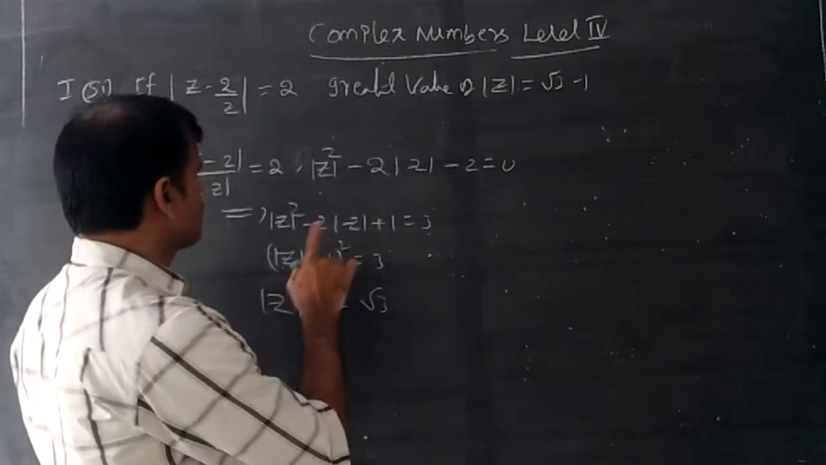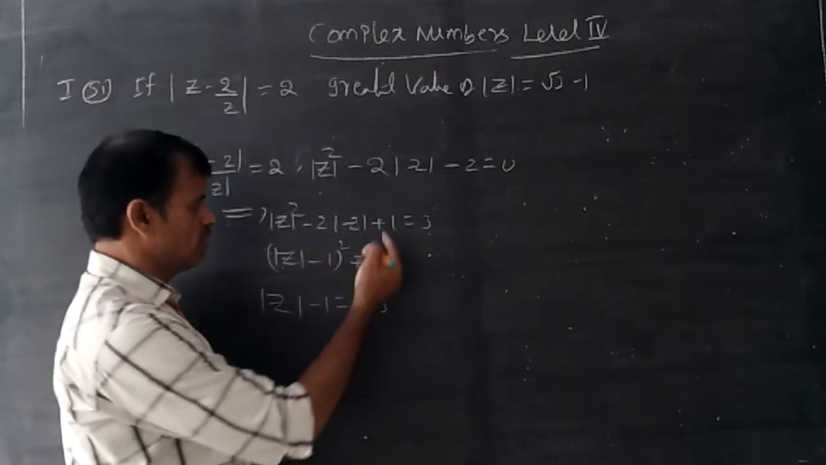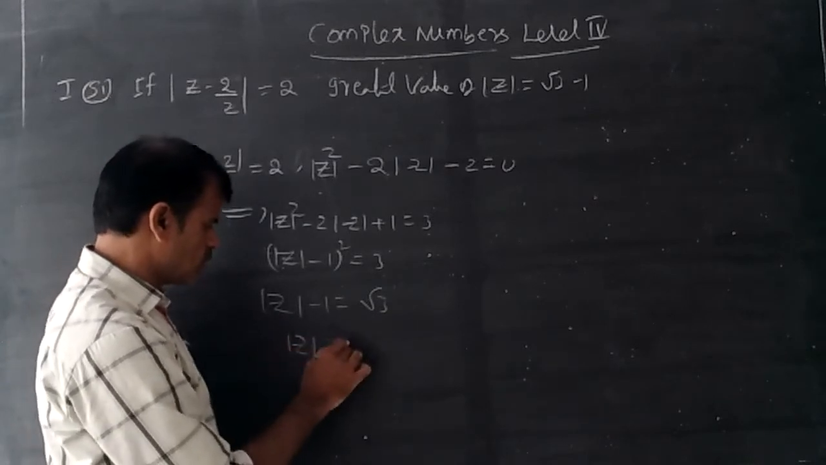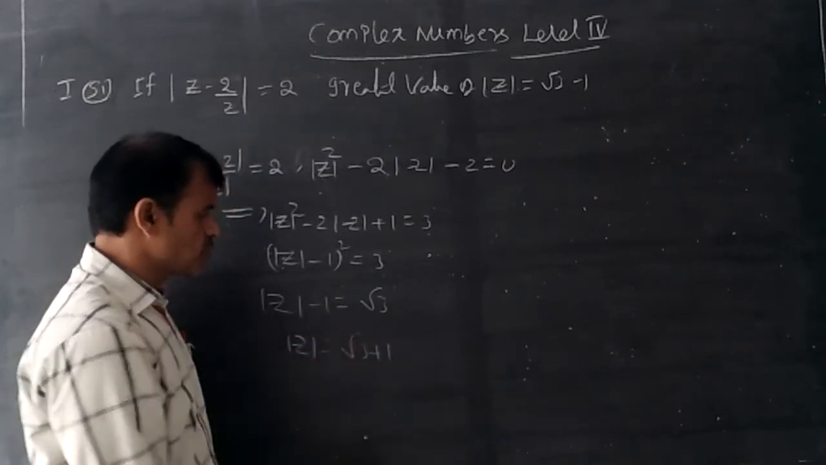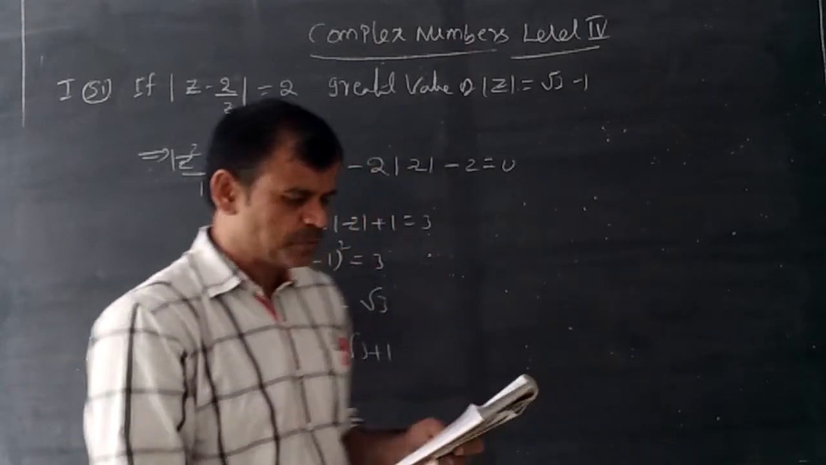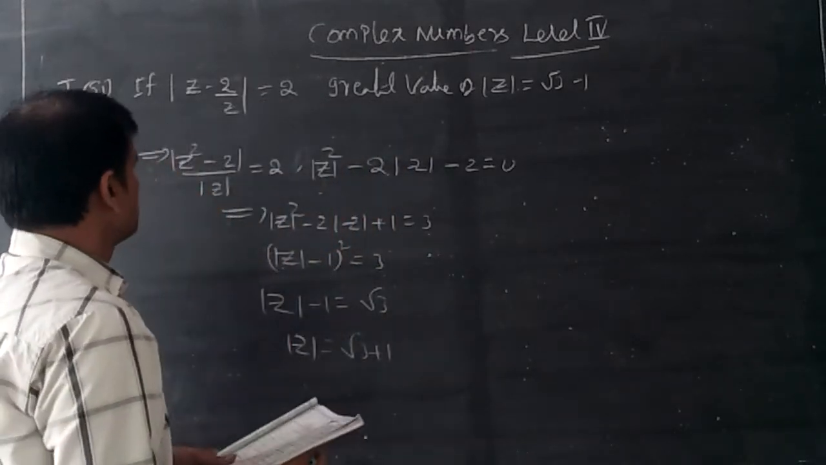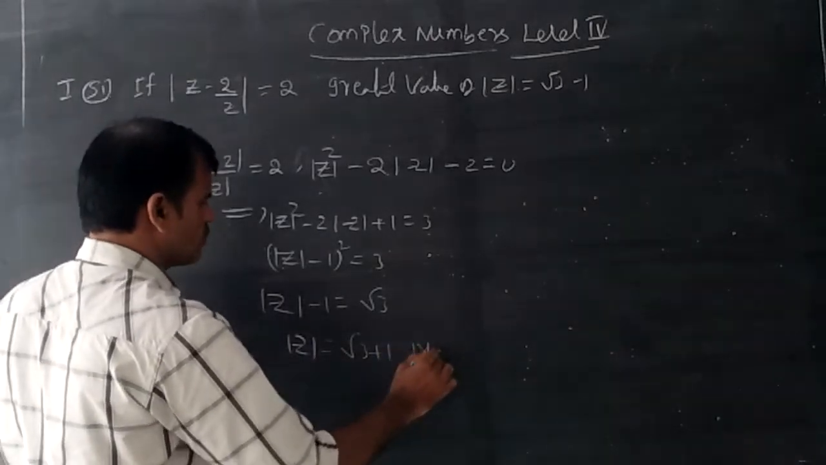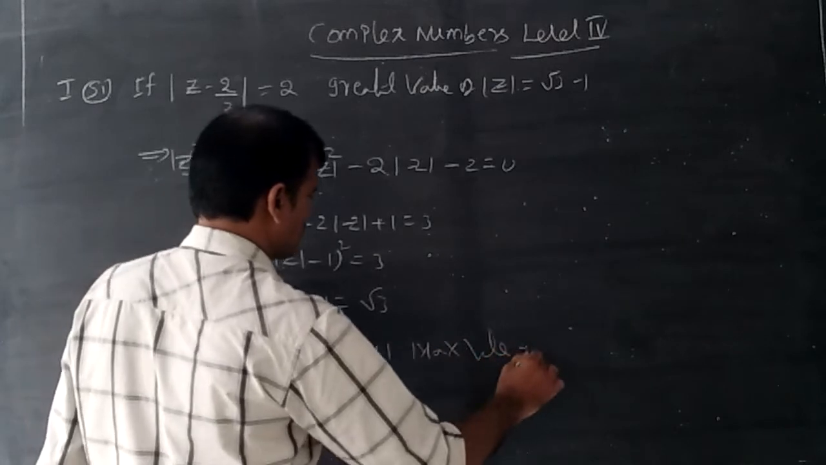According to this one, you can calculate using the less than or equal to concept, this total value less than or equal to 3. So mod z is equal to root 3 plus 1. So value is okay. Maximum value you can say according to less than or equal to concept. So z minus 2 by z can be calculated. So max value is equal to root 3 plus 1. It is okay.